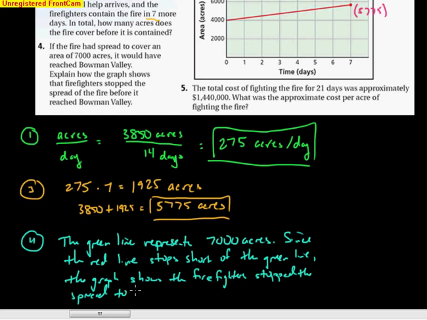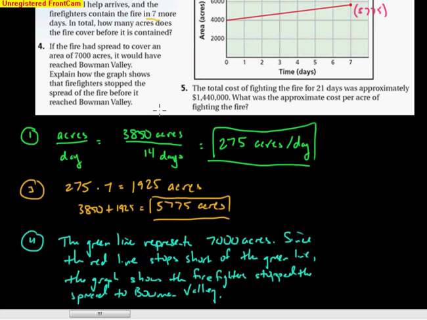And again, hopefully you did this problem before you listened to my explanation, and you have something like that, right? The fact that since the red line stops short of the green line, since the red line doesn't touch the green line, since they don't intersect, it means it never got to 7,000 acres, which means it never got to Bowman Valley. So something similar to that, okay?